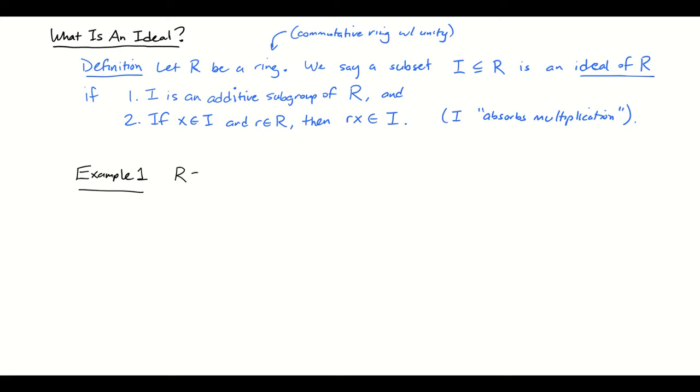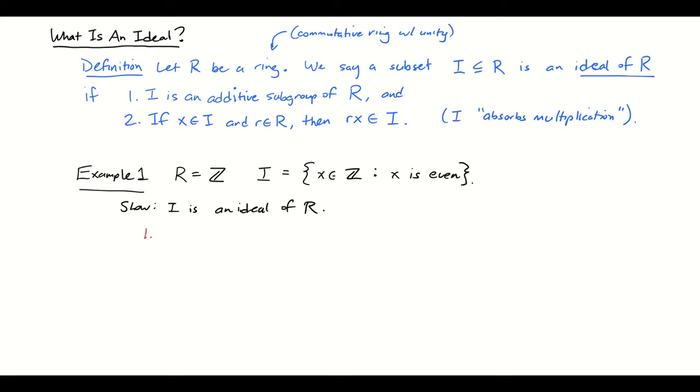All right, let's let our ring be the ring of integers, standard operations, and let's define I to be the set of all x in the integers such that x is even. Okay, and I'm going to show that I is an ideal of R. The way that we do that is we verify that I has these two properties. Number one, it's an additive subgroup, and number two, it absorbs multiplication. So let's see if we can prove that.